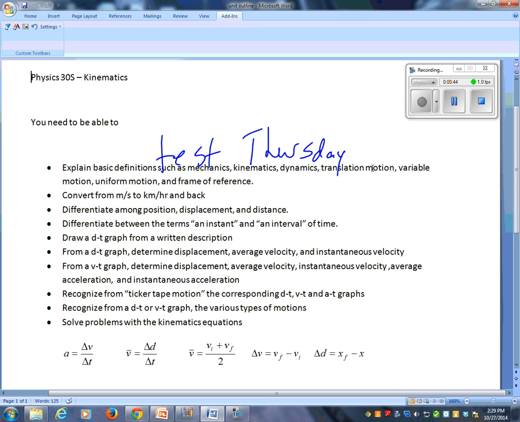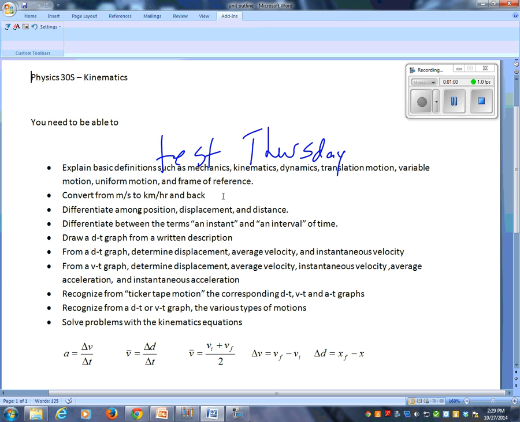You need to be able to convert from meters per second to kilometers per hour and back, one way or the other way. Exactly. Just listen, Nate. There'll be 3 days worth of time for questions.